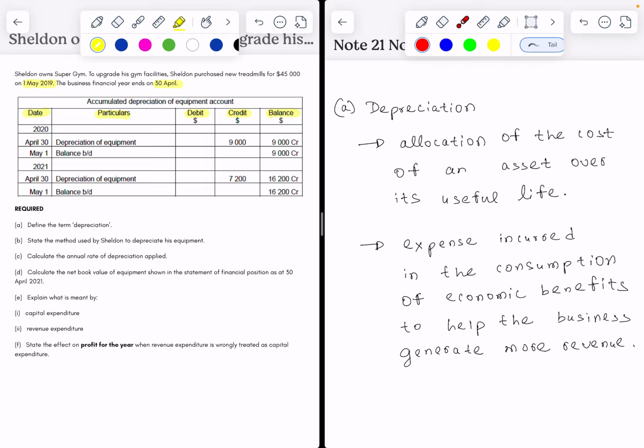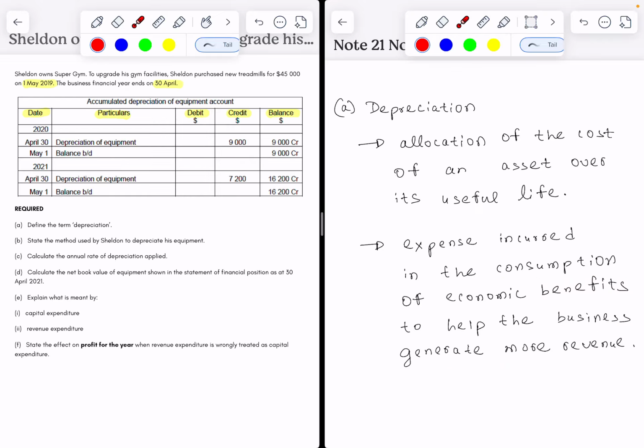All right. Now, the first part of this question is to define the term depreciation. So when we think of depreciation, the simple definition is that this is the allocation of the cost of an asset over its useful life. But we want to think of it from a different perspective as well. So depreciation expense is incurred in the consumption of economic benefits that help the business generate more revenue. So what do we understand by that?